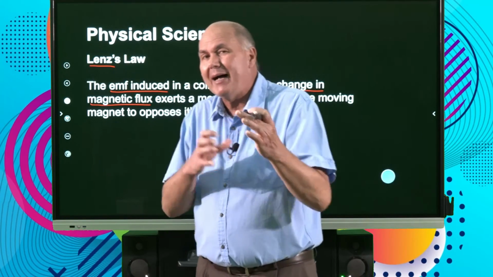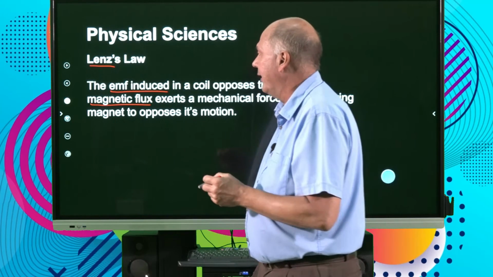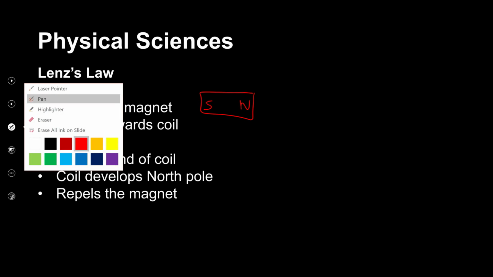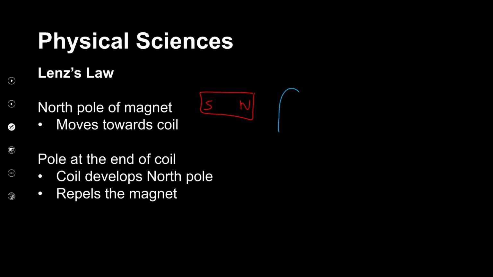And so it might sound a little bit complicated. Let's simplify it a little. And so what we recognize here is that if I have a coil, and I'm just going to use this red pen to indicate the magnet, and I'm going to use a blue line to indicate the coil, and I'm going to connect it to a galvanometer. At the moment, it's reading 0.